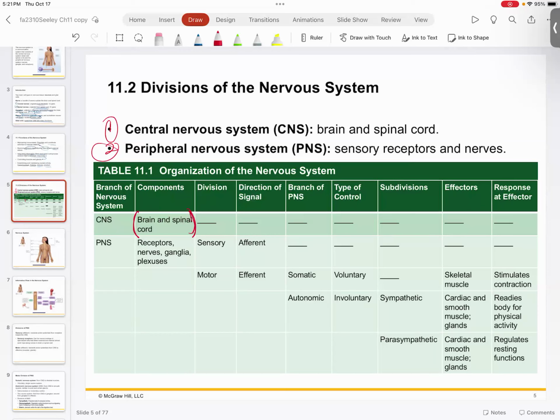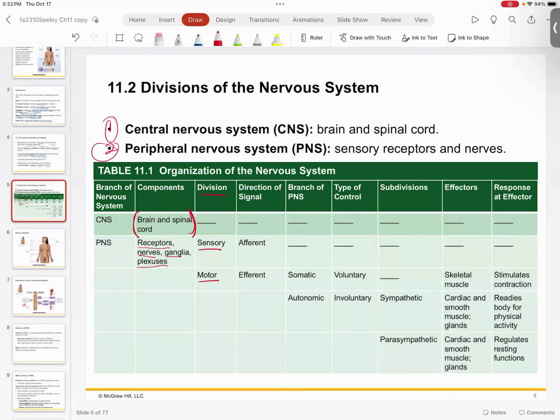Now, the peripheral nervous system has a lot more structures in it. For instance, it has receptors, nerves, ganglia and plexuses. So there are all these different kinds of wiring strategies associated with the peripheral nervous system. And you can break the peripheral nervous system into what are called divisions, right? The first one is the sensory division, and then you have the motor division. So you're either bringing information in from the external environment, or you are acting on that information in response to what's coming in from the environment.